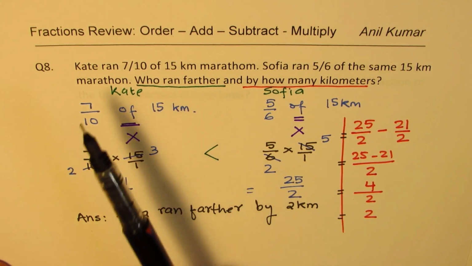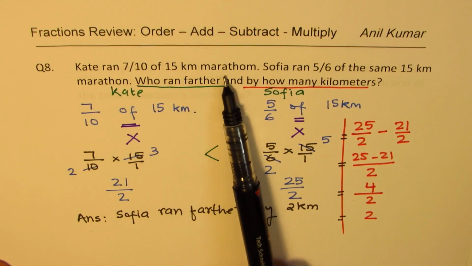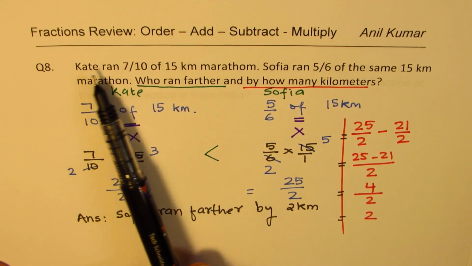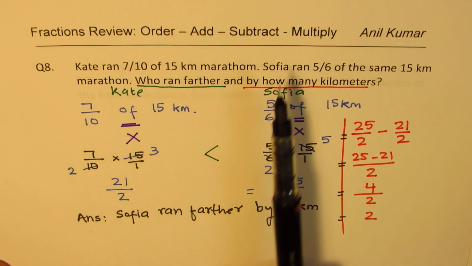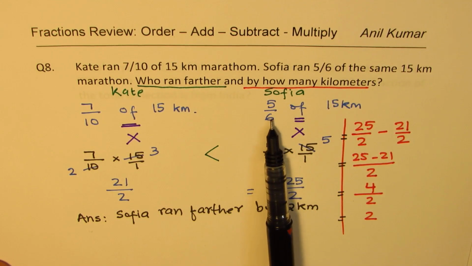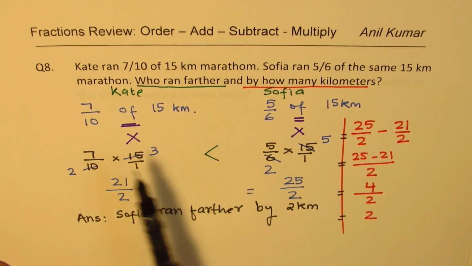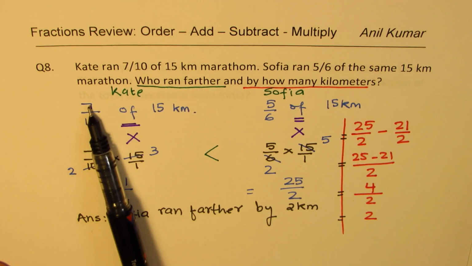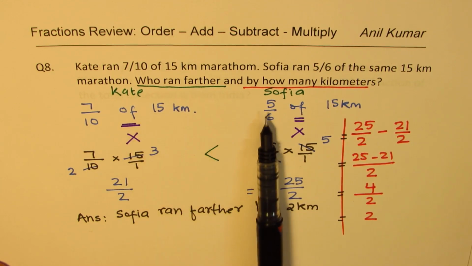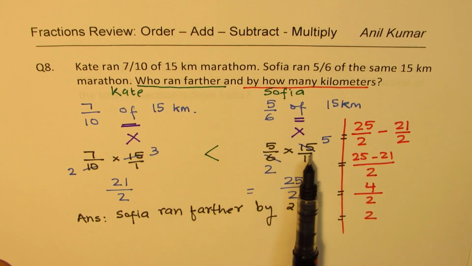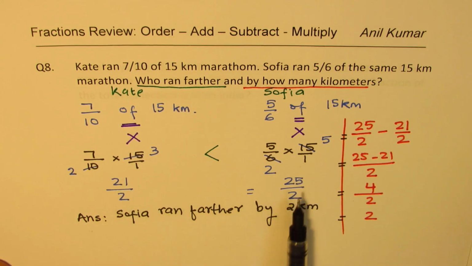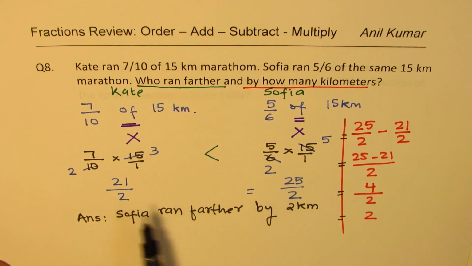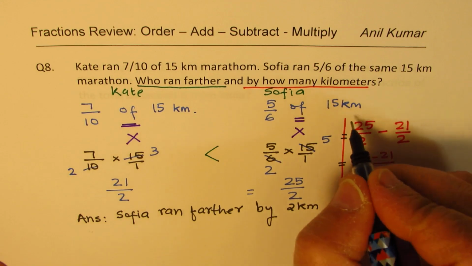So let me summarize. Both Sophia and Kate ran a marathon of 15 kilometers. Kate could complete 7/10 of the marathon. Sophia could do 5/6, right, of the whole marathon. So of means multiply. So we will multiply 7/10 times 15 and 5/6 times 15 to get the numbers. We got 21/2 for Kate, 25/2 for Sophia. Now, since we have the same denominator of 2, we can straight away compare. 25 is greater than 21. So Sophia ran further. By how much? You have to find the difference, right? So here we find the difference.